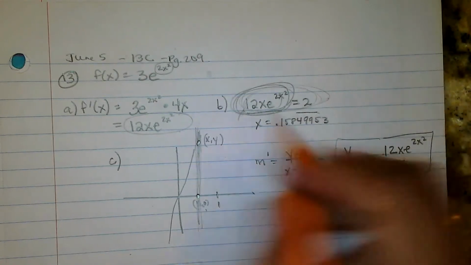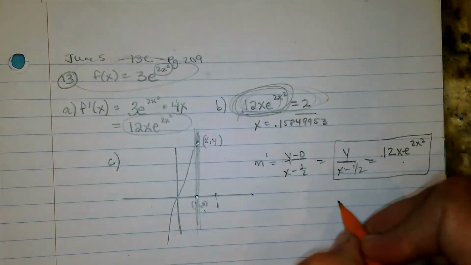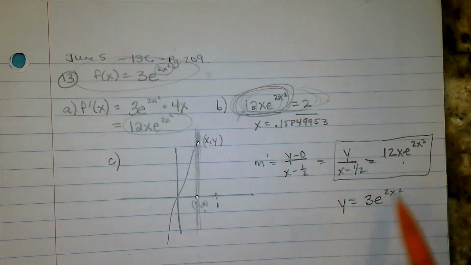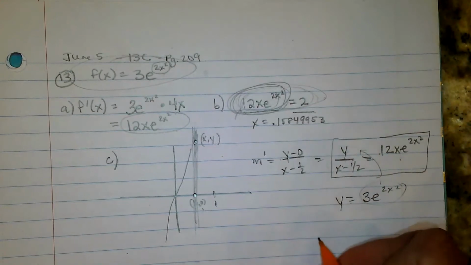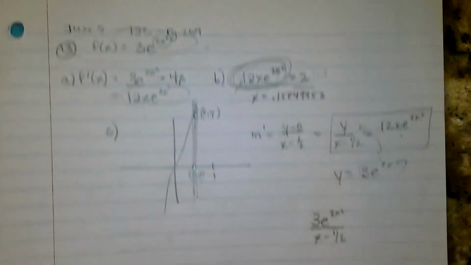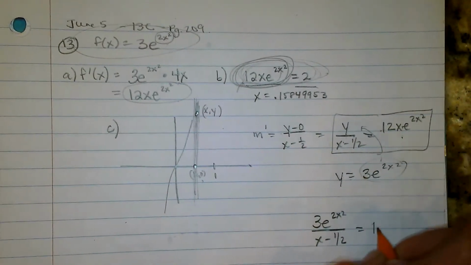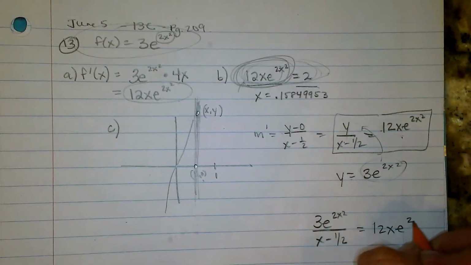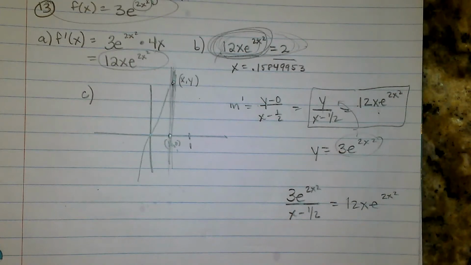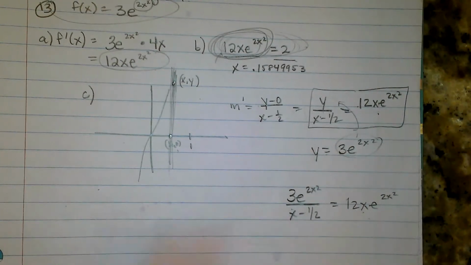and your other equation with an x and a y is the original, so y equals 3e to the 2x squared. And so if y equals this, then we'll just plug that in there. So we're doing 3e to the 2x squared over x minus a half equals 12x e to the 2x squared. Now I can't divide both sides by a variable because I believe I lose solutions. So I can use technology, so I think I may end up just typing this in the calculator, left side, right side.